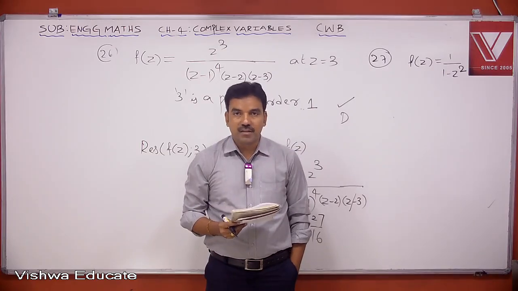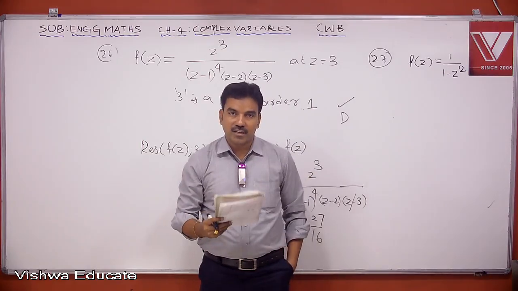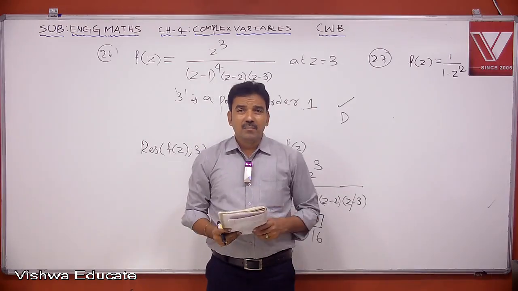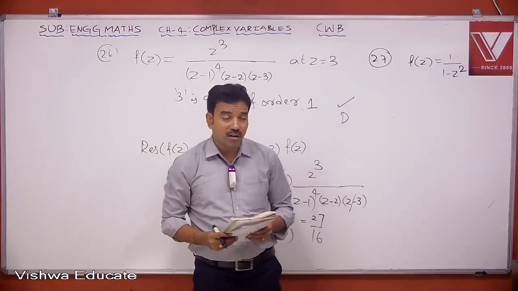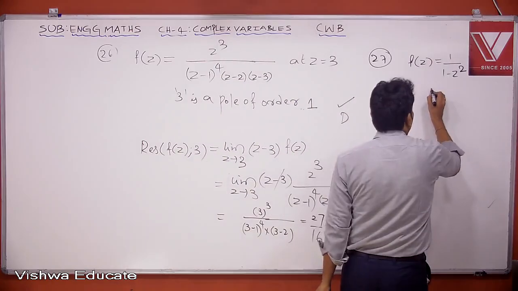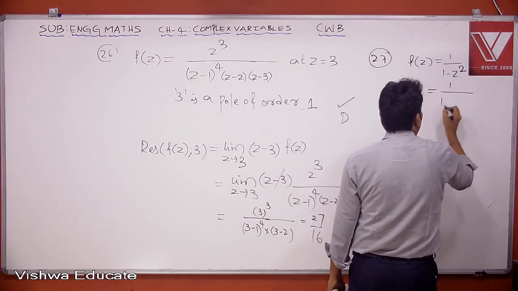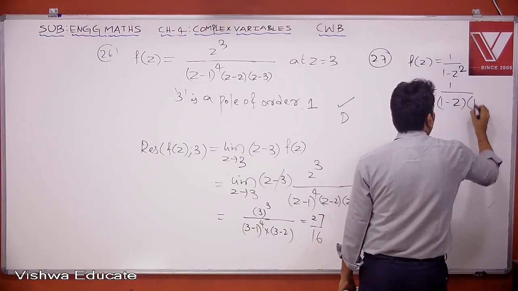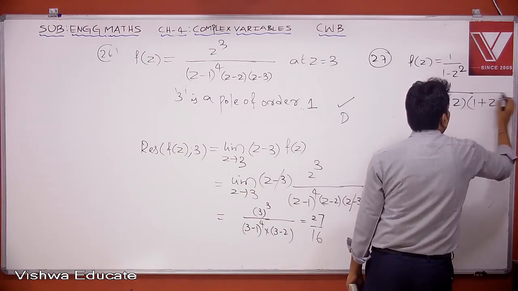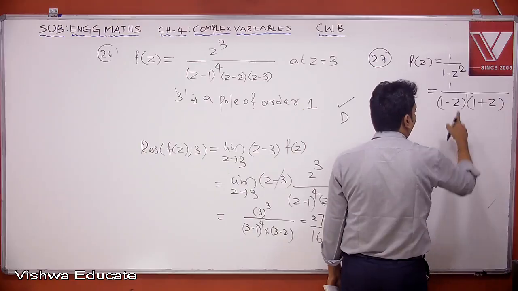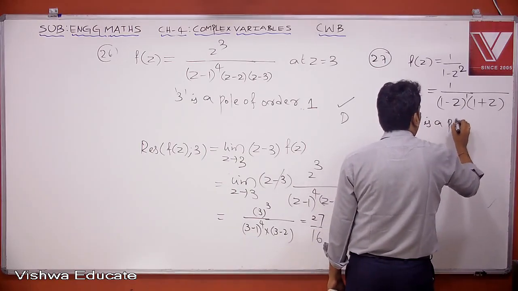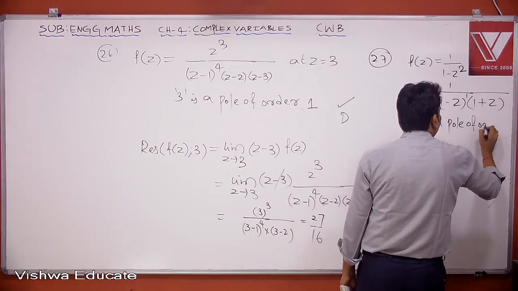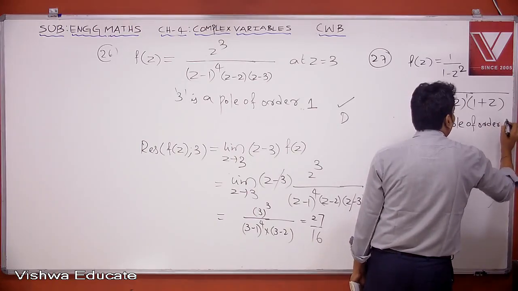That means simply they ask you the residue of this function at z equal to 1. But I must know whether 1 is a pole of order 1 or a pole of order greater than 1. Now when you factorize this, this will be 1 by (1 minus z) into (1 plus z). So here 1 minus z whole power is 1. Therefore 1 is a pole of order 1.